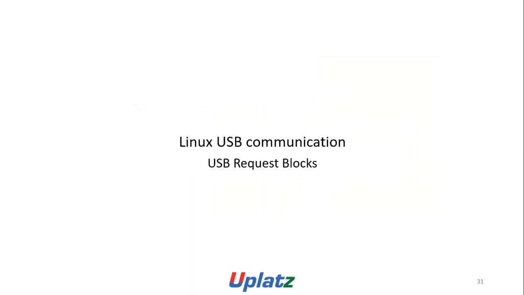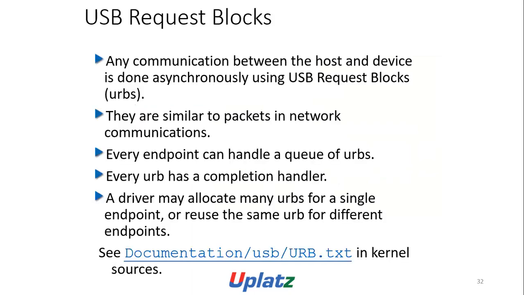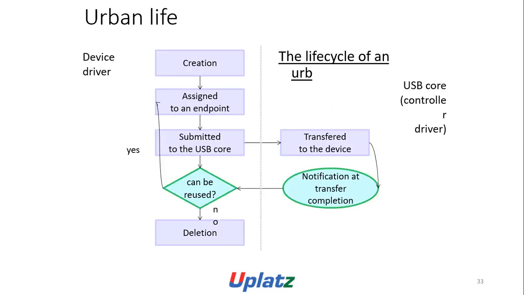Linux USB communication: USB request blocks. Any communication between the host and device is done asynchronously using USB request blocks, URBs. They are similar to packets in network communication. Every endpoint can handle a queue of URBs. Each URB has a completion handler. A driver may allocate many URBs for a single endpoint or use the same URB for different endpoints. See the documentation urb.txt in the kernel sources.